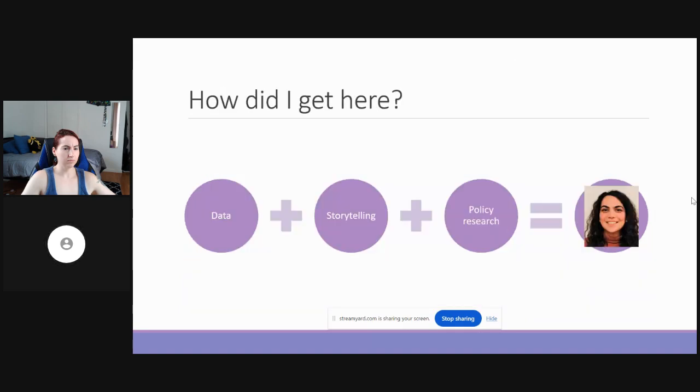Okay. A quick slide on how I got here. There are three main buckets of what I focus on. One is data, one is storytelling, and the other is policy research. I actually don't do policy research specifically anymore. I do data research, but I do have a background in it.